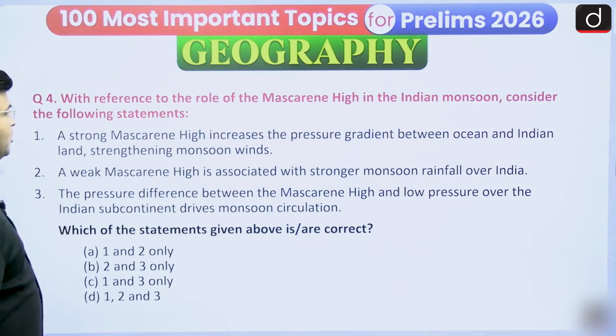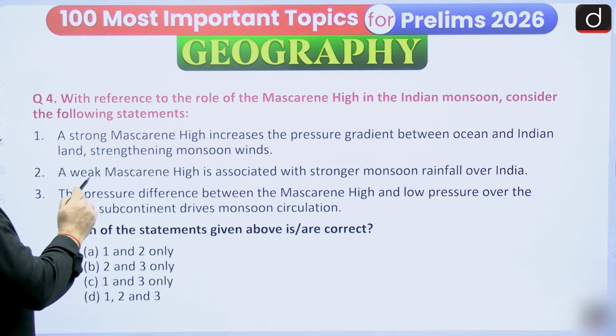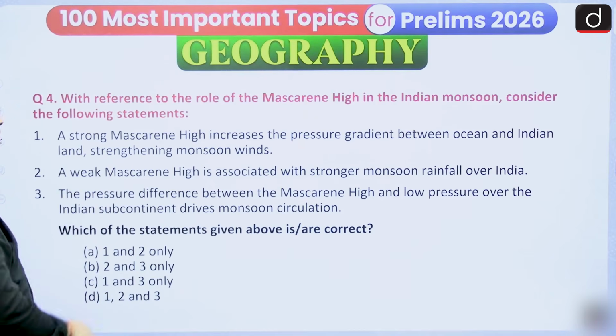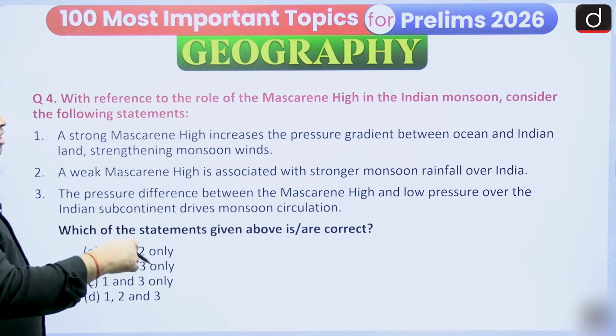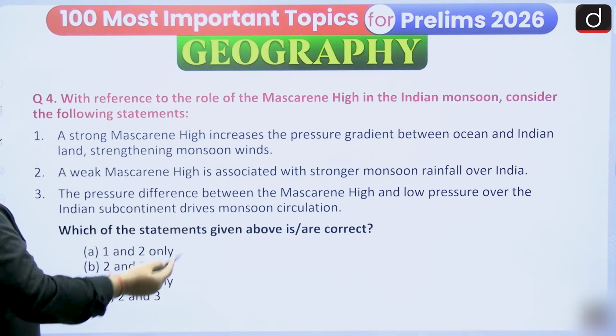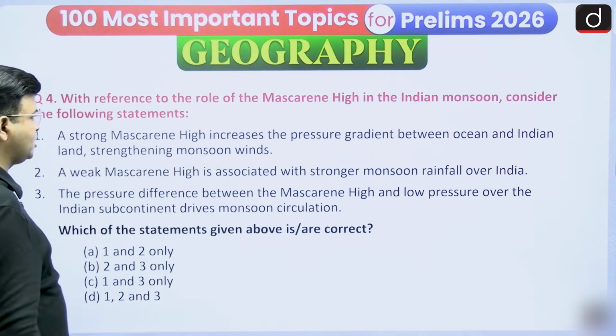Question 4: with reference to the role of the Mascarene high in the Indian monsoon, consider the following statements. A strong Mascarene high increases the pressure gradient between the ocean, that is the Indian Ocean, and the Indian land, strengthening monsoon winds. You have to say whether it is right or wrong.